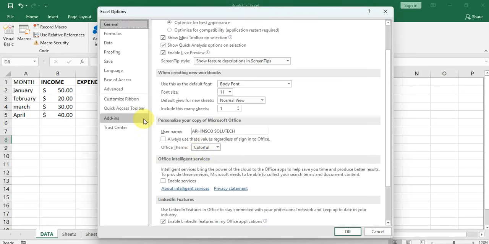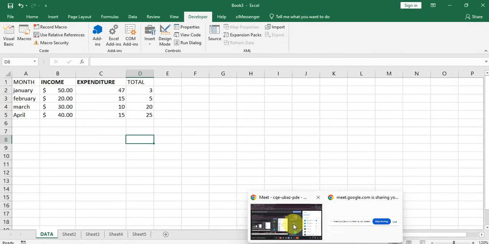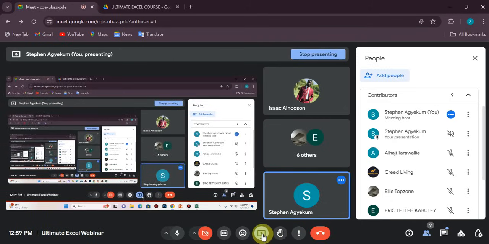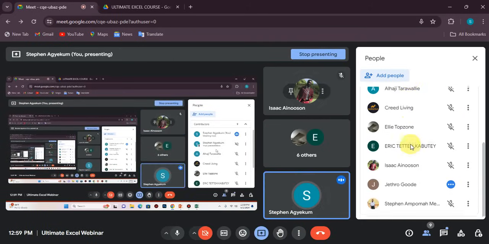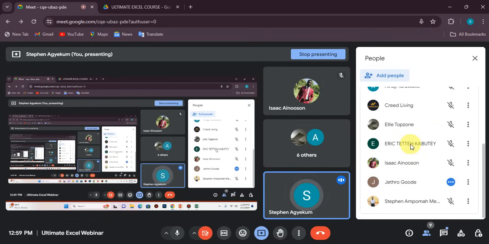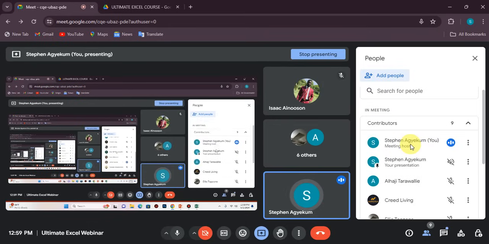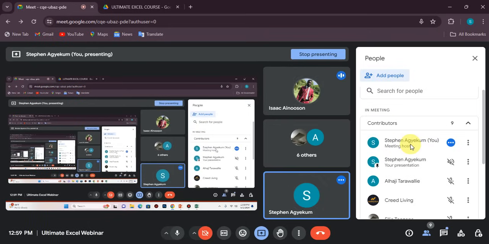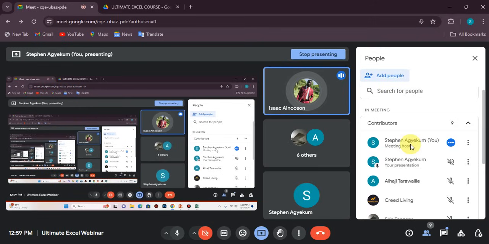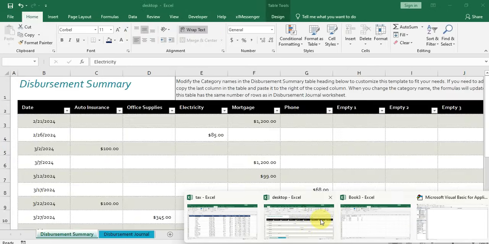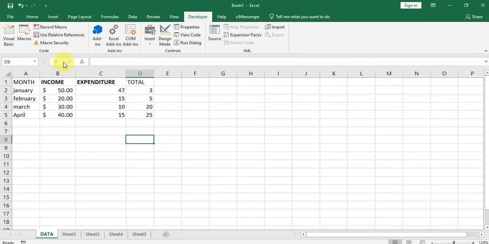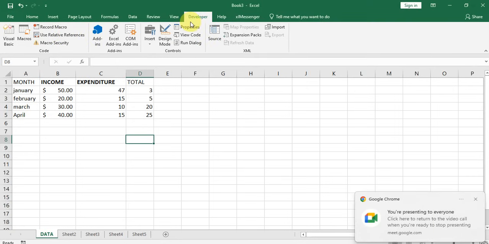Miss, your screen is not showing. My screen is not showing. Yes, please, your screen is not showing. Can you see it now? Are you all not seeing my screen, or is it only Isaac that's not seeing my screen? I can see it now. Okay, you can see it now. All right.